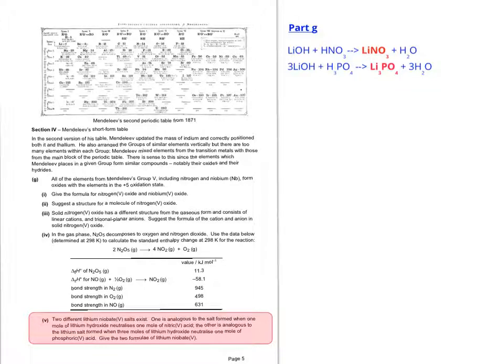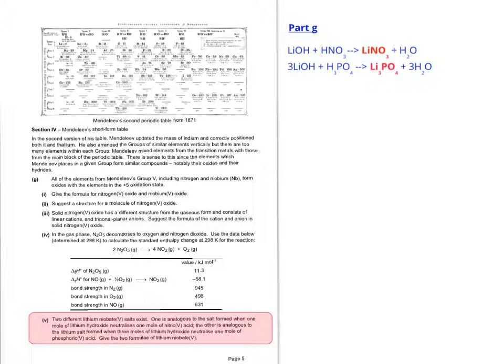So 2 different lithium niobate(V) salts exist. The niobate(V) part means that the niobium in the niobate ion is plus 5. So they've described 2 reactions there, and I've given you the equations for those 2 reactions. And in red I've highlighted the lithium salt that is formed in each case.